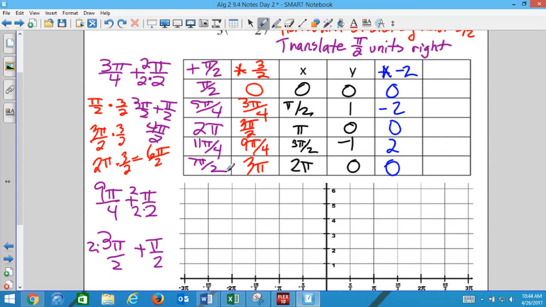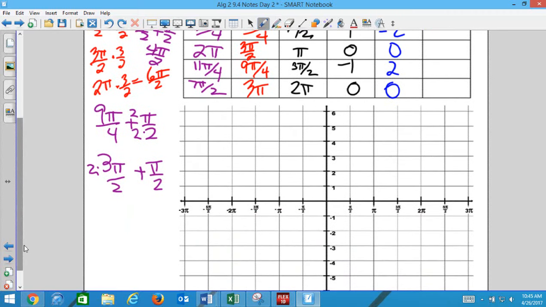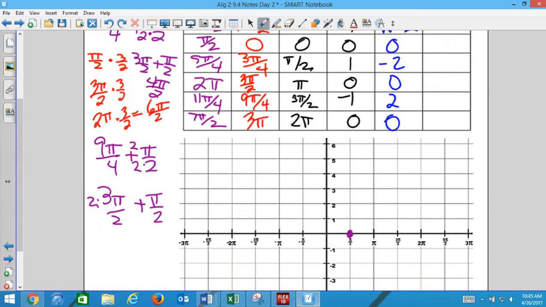Graphing. These aren't the easiest ones to graph either because the fourths aren't on my graph. So I'm going to play around with this and show you how I would graph it. I can definitely graph the first one, pi over 2, 0. Pi over 2 is at 0. I can graph the middle one, 2 pi at 0.